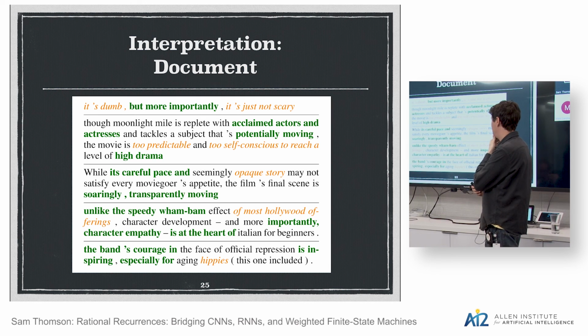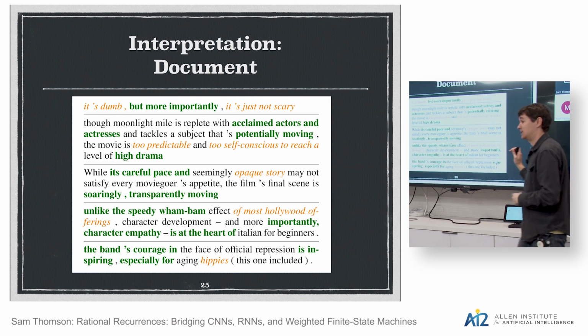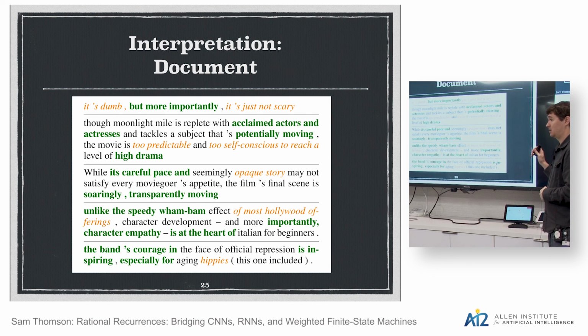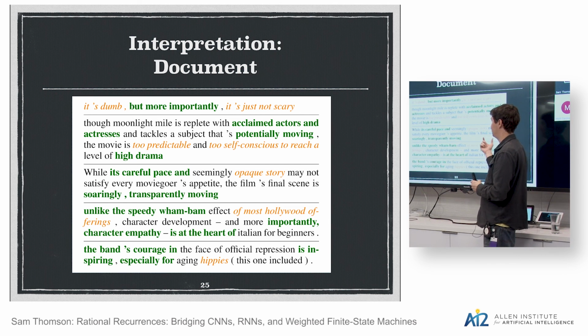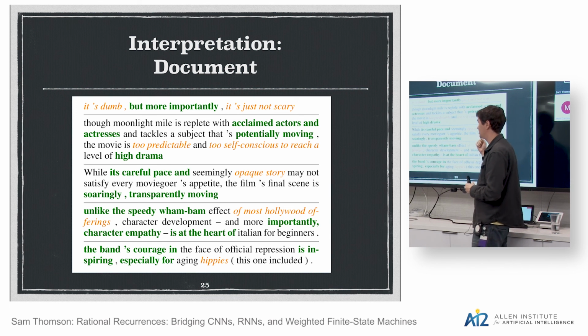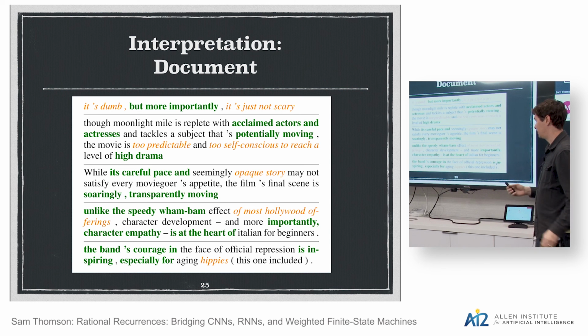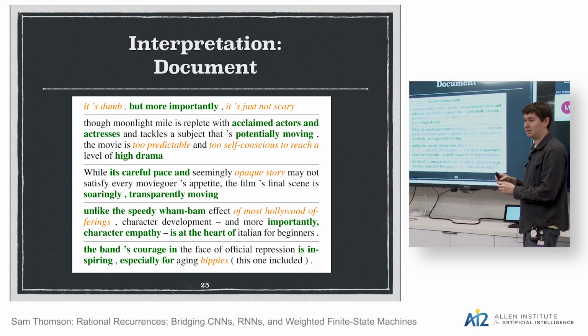I should also point out that you can do this same kind of analysis with a CNN, a convnet. You'll just get fixed length spans in that case. So you could think of this as an extension of convnets that allow, because of these self loops, gappy spans.